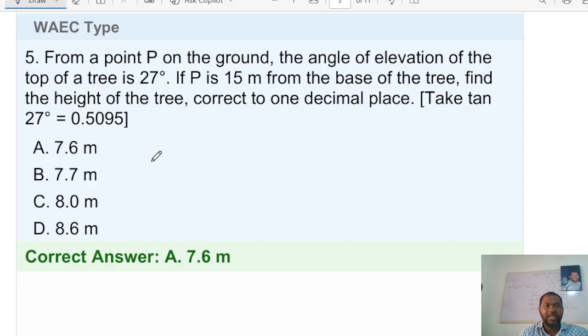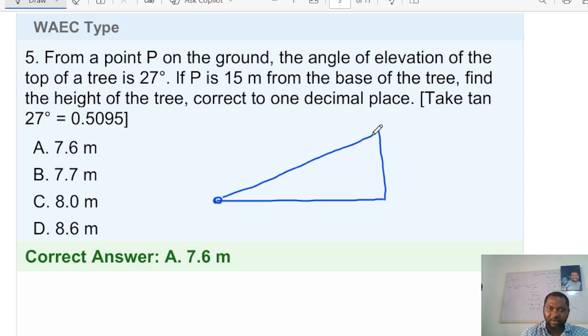Now the next one says, from a point P on the ground, the angle of elevation of the top of a tree is 27 degrees. This is the tree, and let me say this is the point P on the ground. Elevation is always looking up, right? And the angle is 27 degrees. This is how to go about it. Very simple. If P is 15 meters from the base of the tree, this is the tree, this is P, and it's 15 meters from the base of the tree. Find the height of the tree.